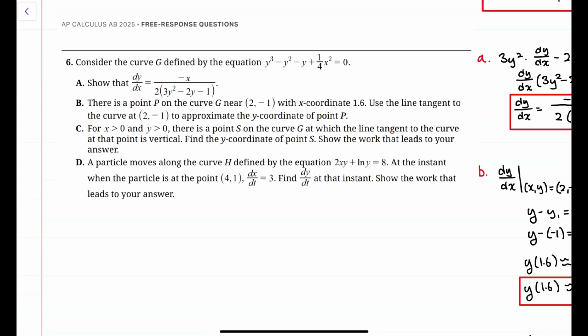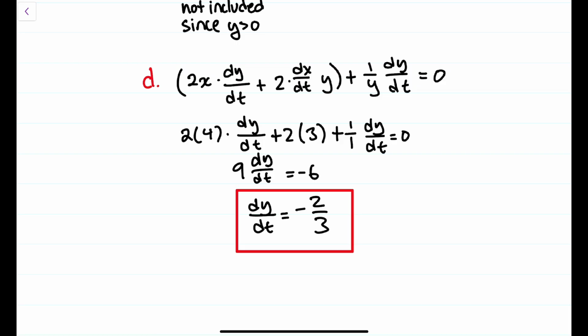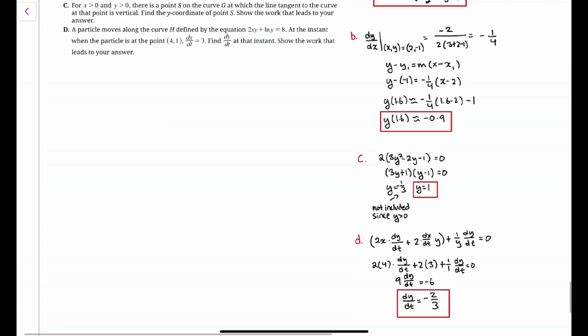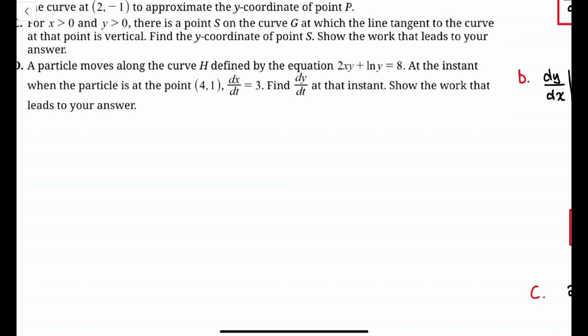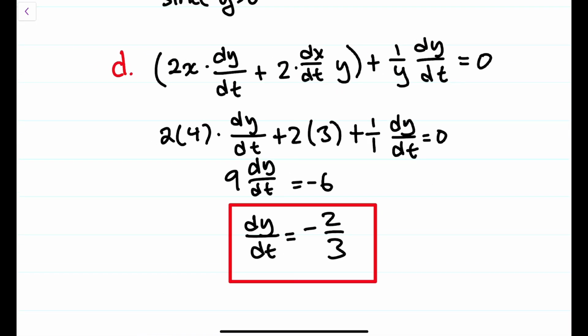For part D, we're given a new equation, 2xy plus ln y equals 8. And then we have to find dy over dt at that instant. So this is another implicit differentiation question. So we do implicit differentiation, and then we have to plug in the dx over dt value that's given to us, which is 3, and then also x and y, which are 4 and 1. And then you simplify that, and you have 9 dy over dt is equal to -6. And so dy by dt is equal to -2/3.